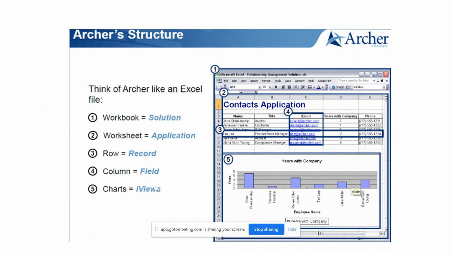So if you compare Excel with RSA Archer, both are most likely the same. Maybe I can say 90% they are the same. I think most of you know about Excel. They call it a workbook, and inside the workbook each sheet is called a worksheet, and there are rows, columns, and charts in Excel. In a similar way, Archer has its own structure.